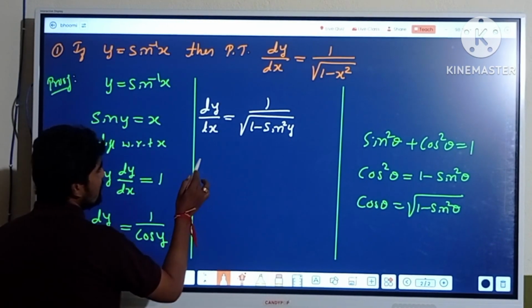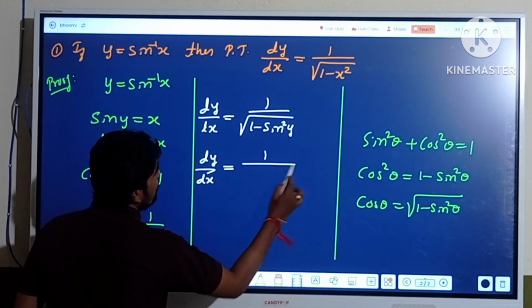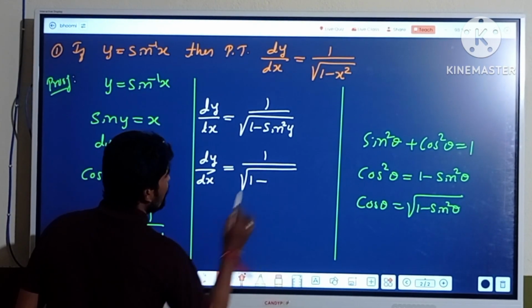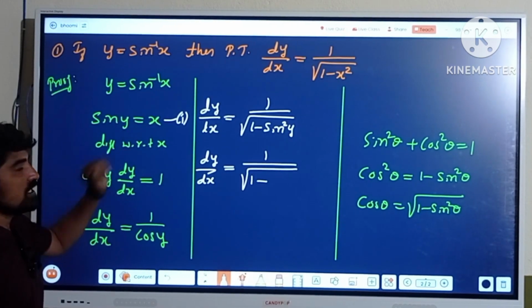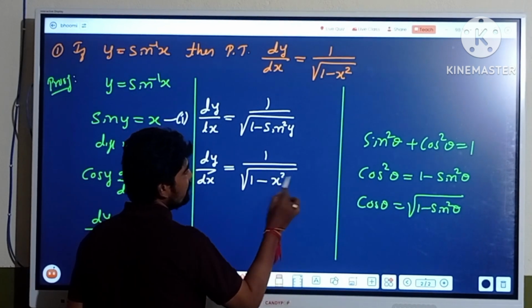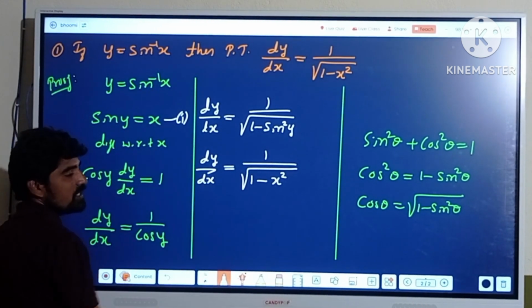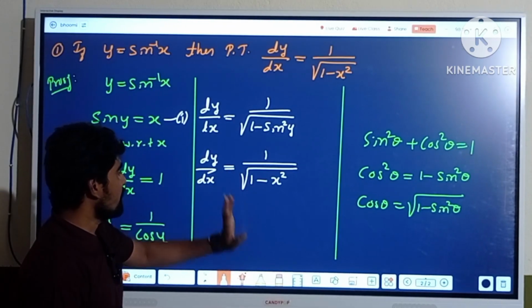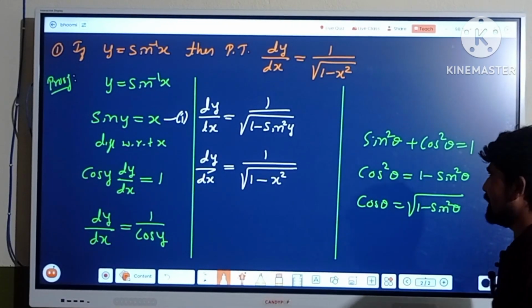I hope all of you are understanding. Therefore, dy by dx is equal to 1 divided by square root of 1 minus, so from equation number 1, if sin y is x, definitely sin square y is x square. And this is the formula for the derivative of sin inverse x, that is 1 divided by square root of 1 minus x square. I hope all of you are understanding.